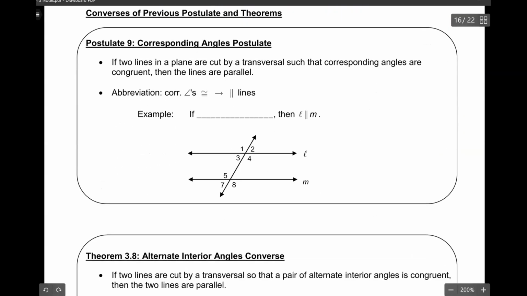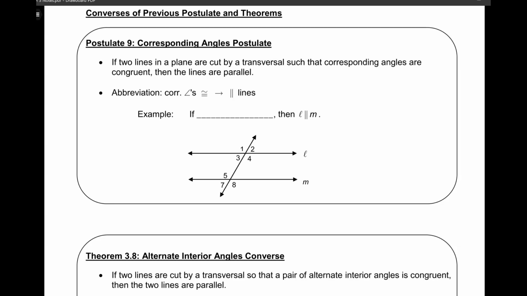Converses of previous postulates and theorems. Lots of stuff to go through. Postulate 9, corresponding angles converse postulate. If two lines in a plane are cut by a transversal such that the corresponding angles are congruent, then the lines are parallel. So the abbreviation is, corresponding angles are congruent, therefore they're parallel lines.